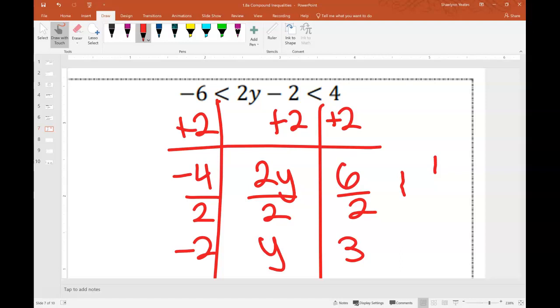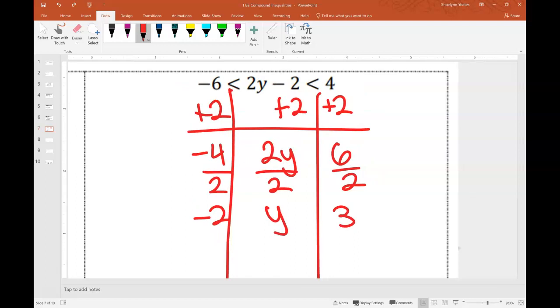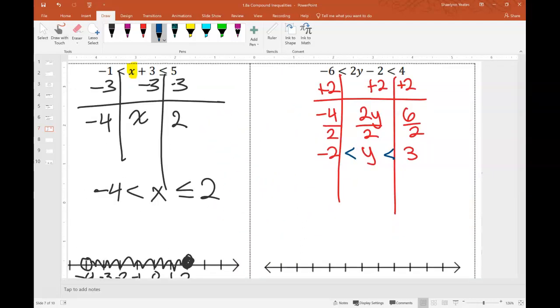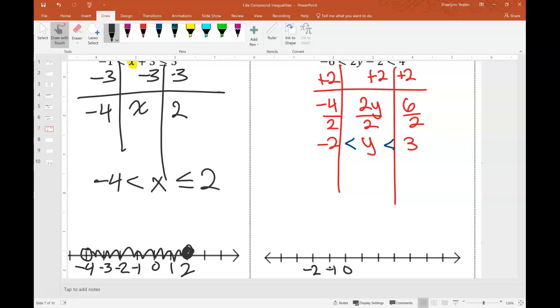And if you notice, my inequality signs have not changed at all. So it's -2 is less than y is less than 3. So now I can go ahead and graph it. So I have, let's see, -2, -1, 0, 1, 2, 3. So I have an open dot at -2, an open dot at 3.